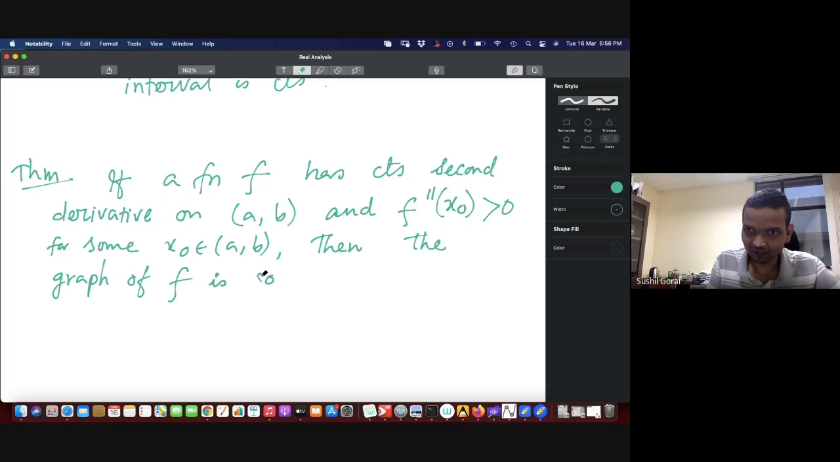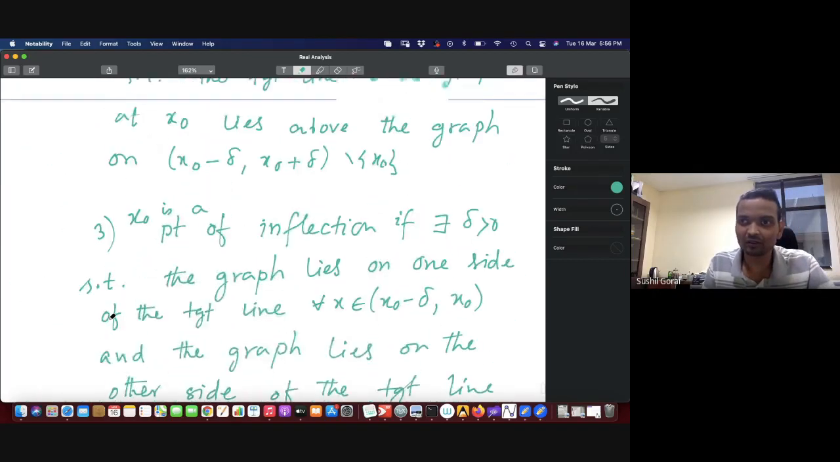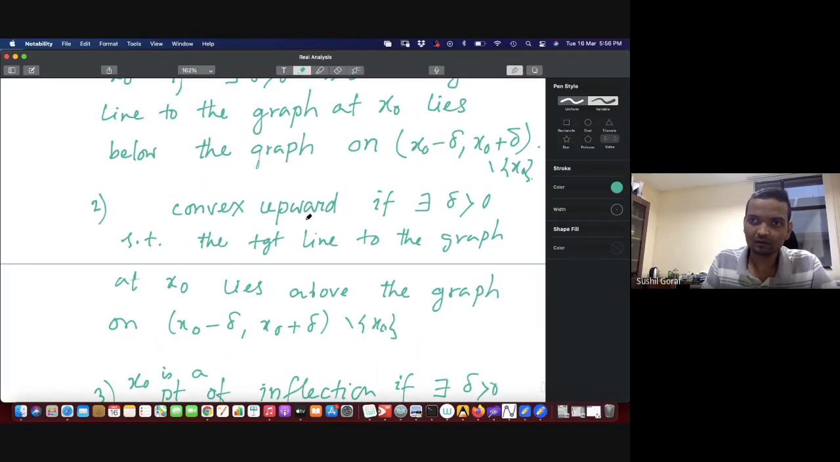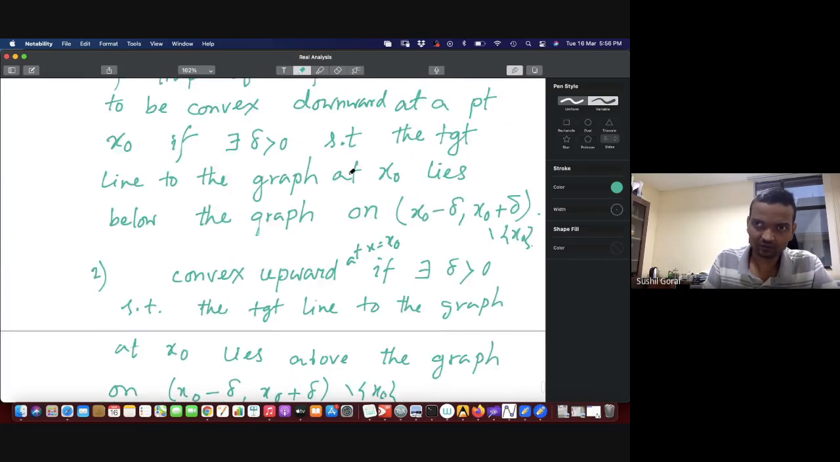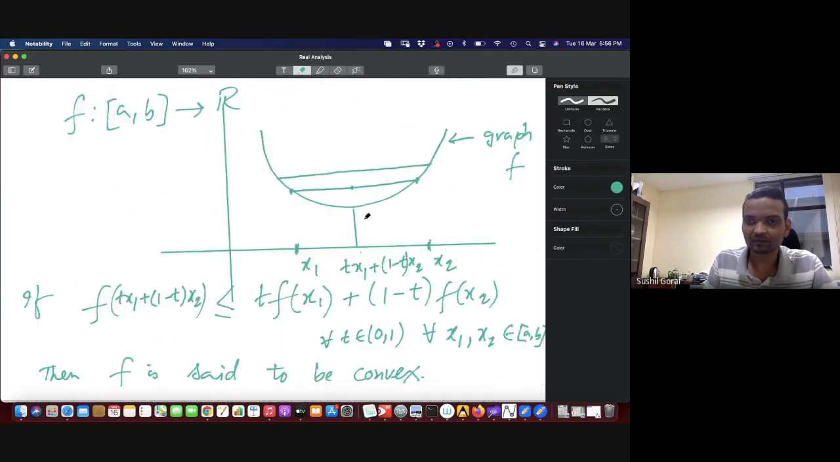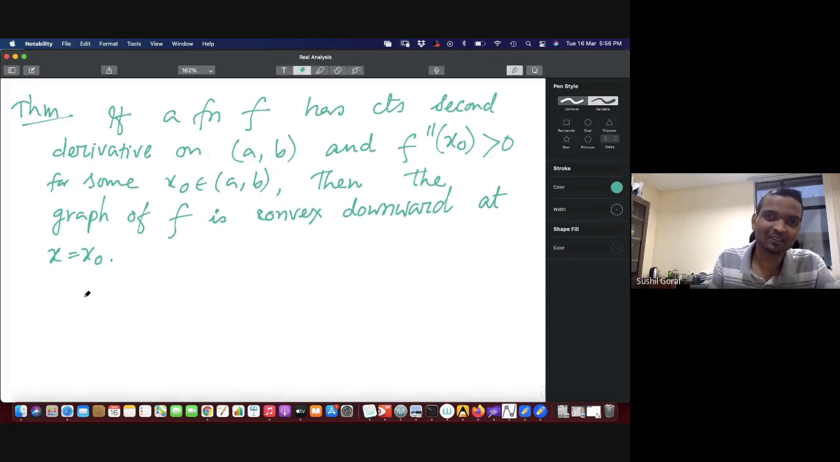Is it convex upward or downwards, right? Convex downward at x equal to x naught. Right? So did I put that in the definition? Convex upward at x equal to x naught? Convex downward at a point x naught. Yeah. Right. The proof is very simple.